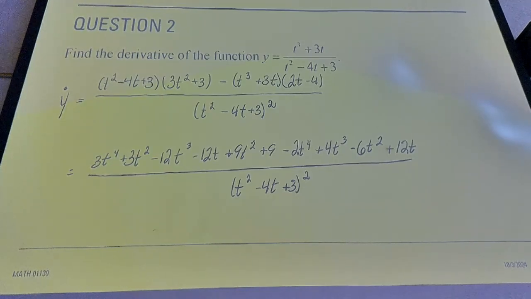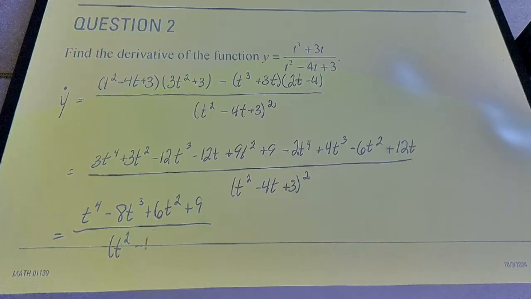t to the 4th minus 8t cubed plus 6t squared, no t's, plus 9. And I'm fairly certain that doesn't simplify.